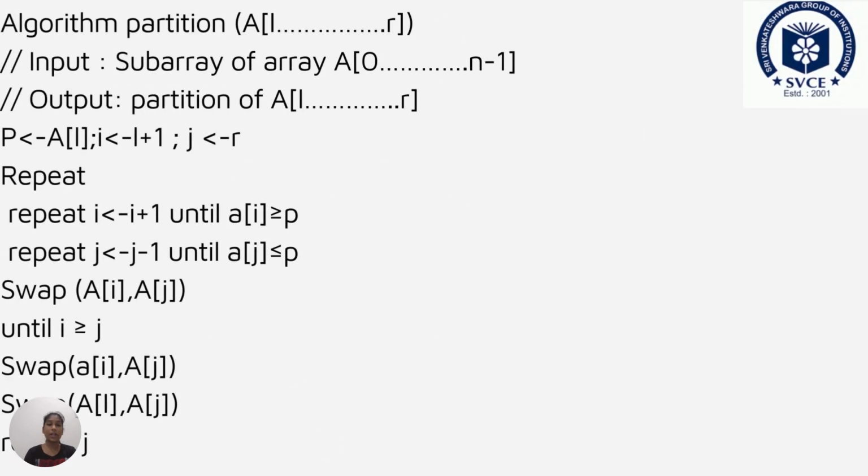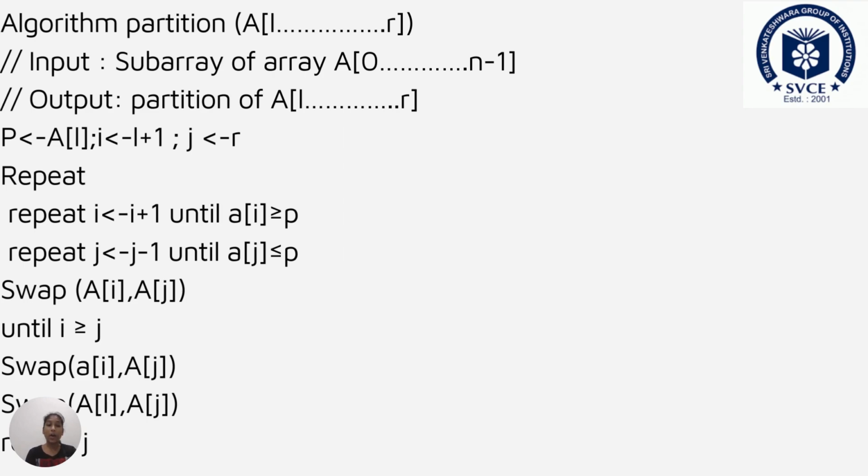Let us see the partition algorithm. The input is A of 0 to n minus 1 and the output is A of L to R. We will consider the pivot element P as A of L, and then I as L plus 1, J as R. We will repeat until A of I is greater than or equal to P; we will increment I by 1. We will decrement J by 1 until A of J is less than or equal to P. Then we will swap A of I and A of J. Until I is greater than or equal to J, we will repeat this entire process.